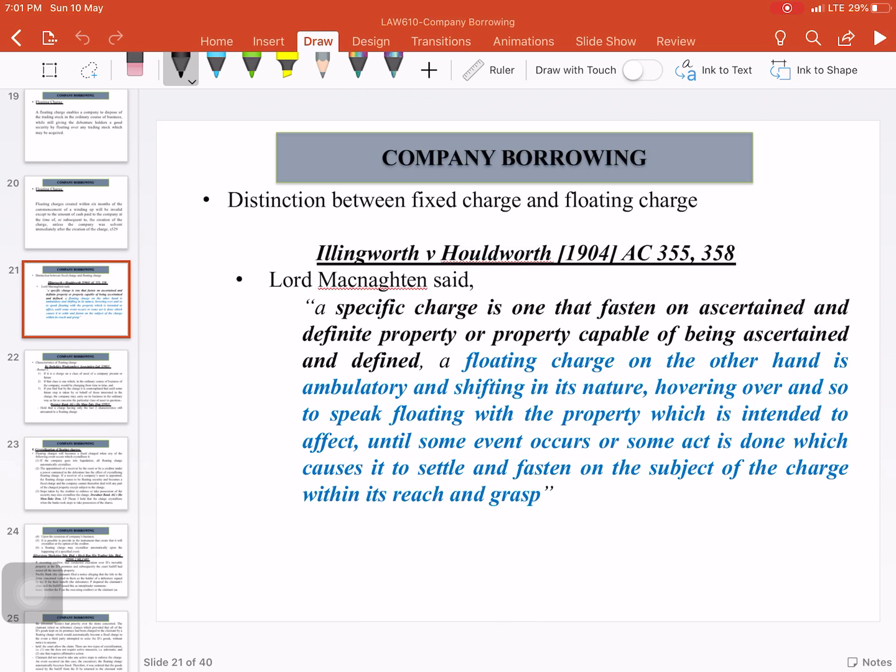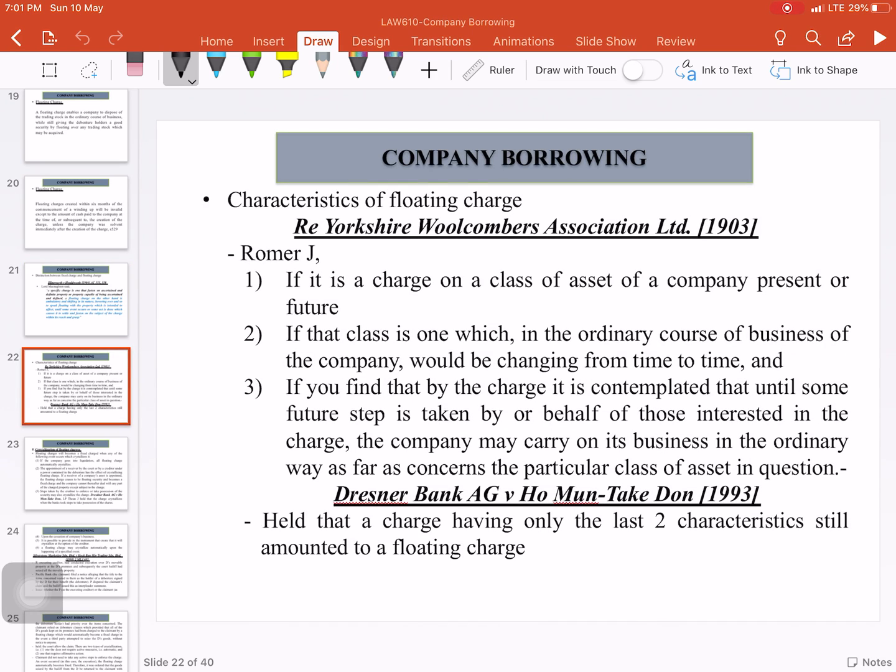Hovering over and, so to speak, floating with the property which is intended to affect it until some event occurs, or some act is done which causes it to settle and fasten on the subject of the charge within its reach. So, until a certain event occurs and it's settled, it means it's crystallized. And what are the characteristics of a floating charge?